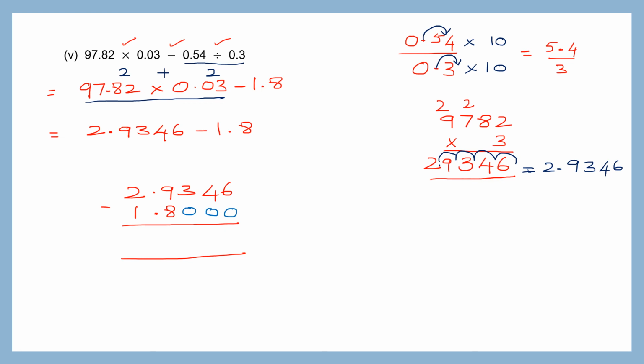6 minus 0 is 6. 4 minus 0 is 4. 3 minus 0 is 3. 9 minus 8 is 1. And 2 minus 1 is 1. So what's my final answer? My final answer is 1.1346.